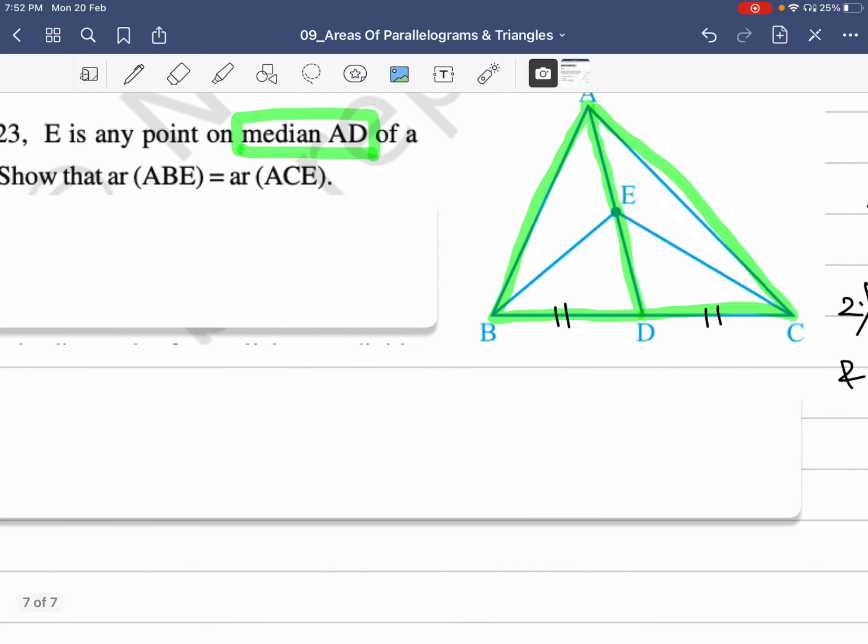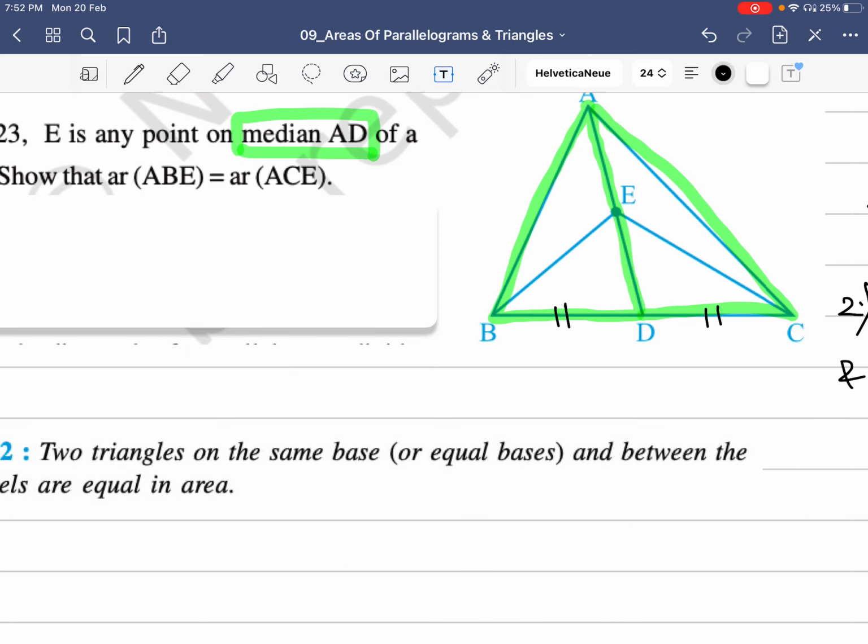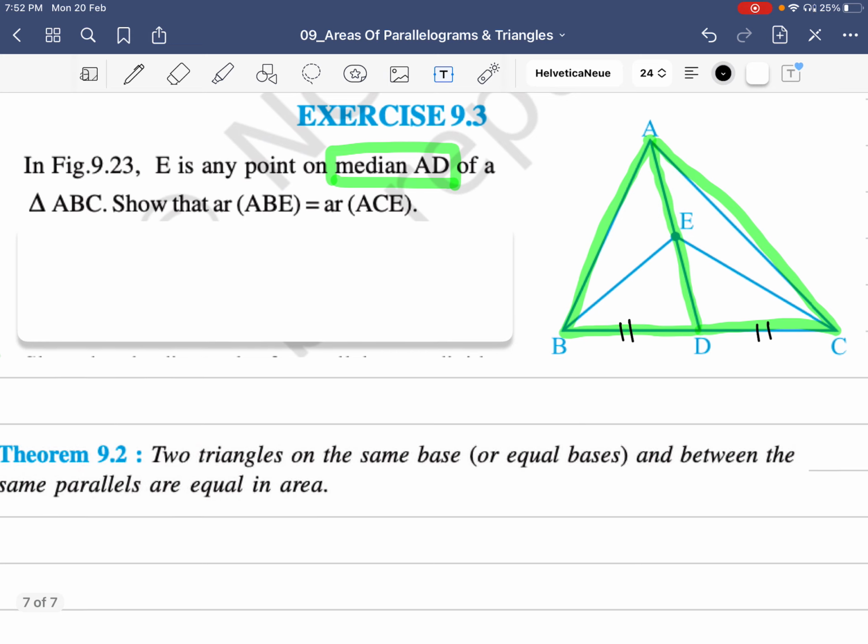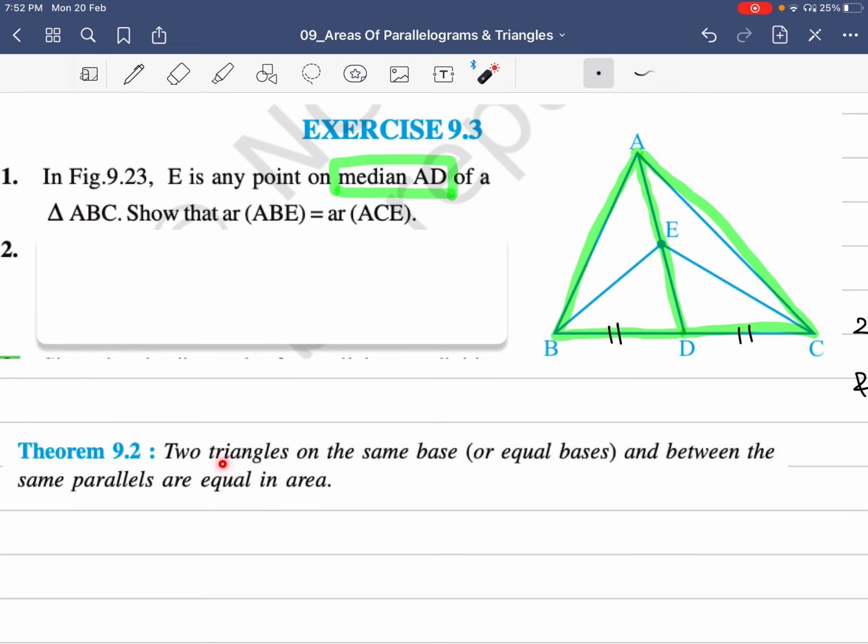So let's remove this so that we can revisit it. Okay, so let's read out this theorem. Two triangles on the same base or equal bases, so these are my two triangles which are on the equal bases and between the same parallels are equal in area. Now, we don't have two parallel lines in this figure, but we can always construct a parallel line. How are we going to do it? Assume that there exists a parallel line that passes through point A. So this is the parallel line which passes through point A and it is parallel to BC. That's an additional construction that we will do.